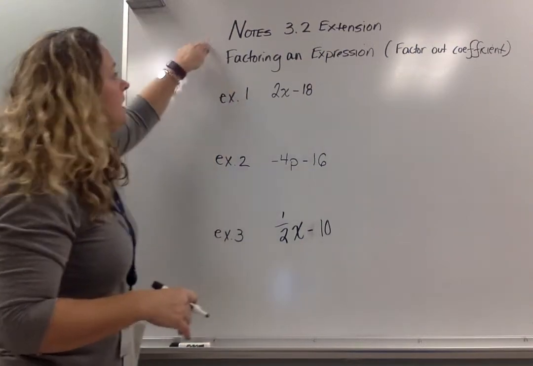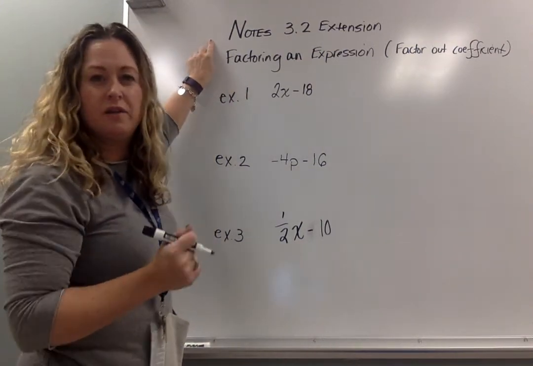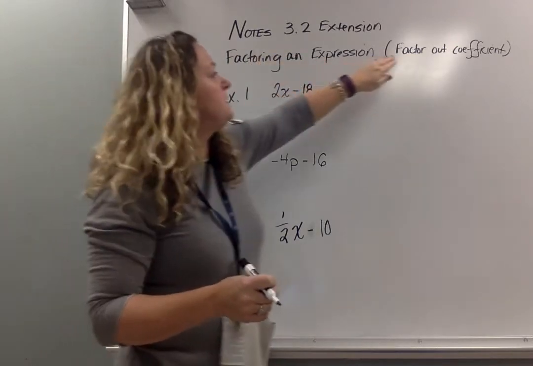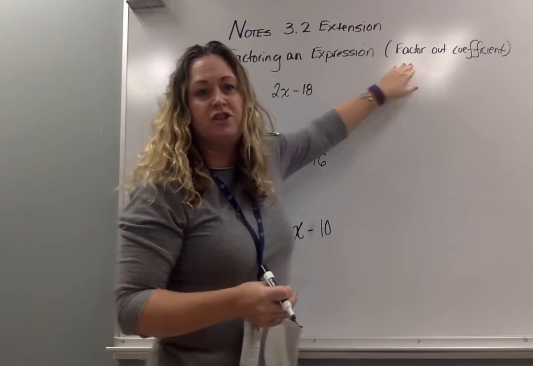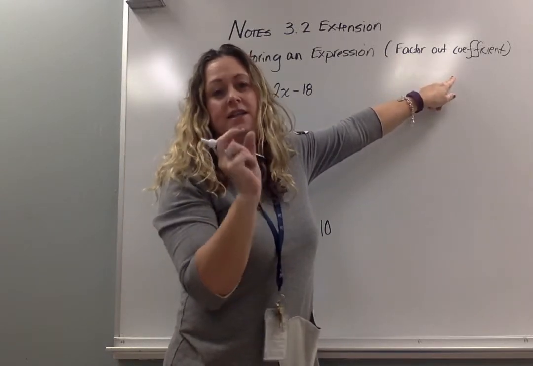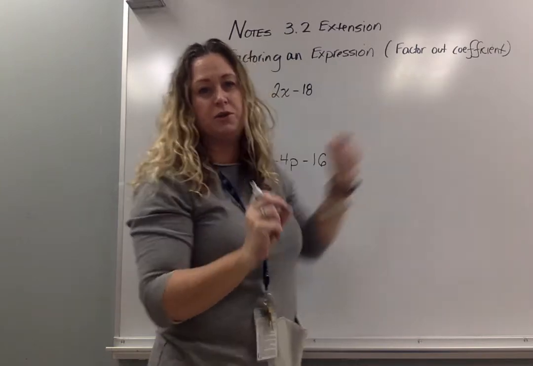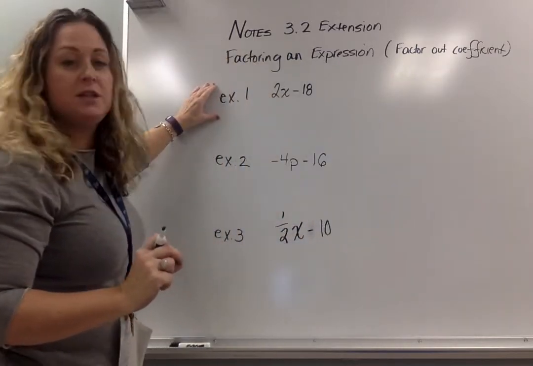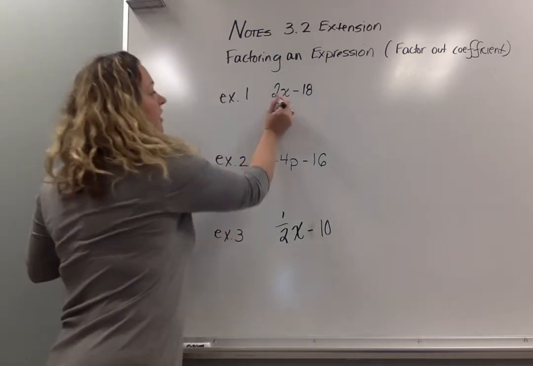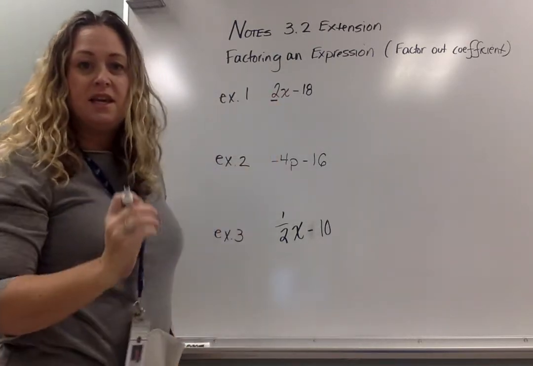Hi guys, we're going to go ahead and take notes on the extension for lesson 3.2, and we're going to be factoring an expression. But more specifically, we're going to be factoring out a coefficient. A coefficient is the number in front of the variable. It's telling you how many of the variables you have. So in the first example, we have 2x minus 18. We're going to identify 2 as the coefficient.